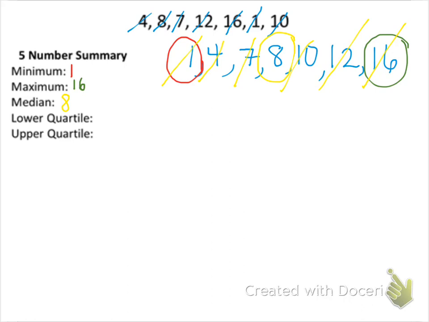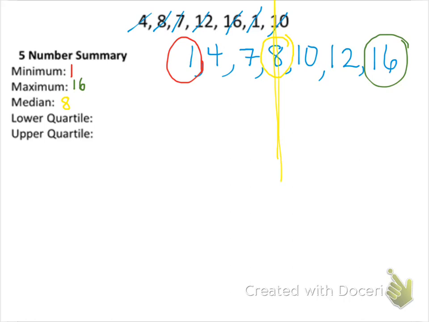Then we need to find our lower and upper quartile. Now I'm going to tidy this up a little bit, and then I'll show you how to find the lower and upper quartiles. So first of all, we just said that our median was 8. And that divides our data set right in the middle. Now our quartiles are going to divide our data set into quarters.